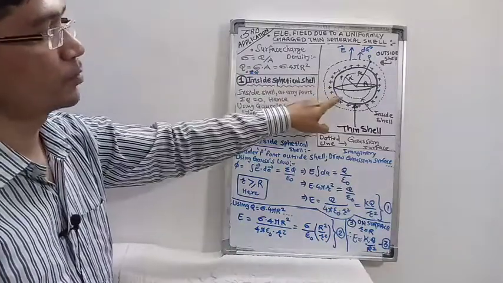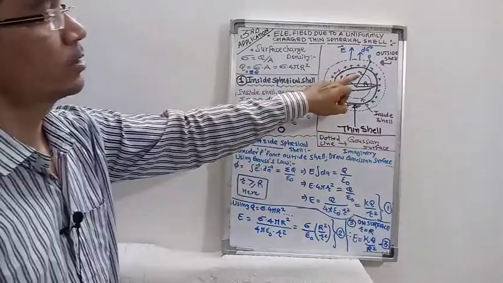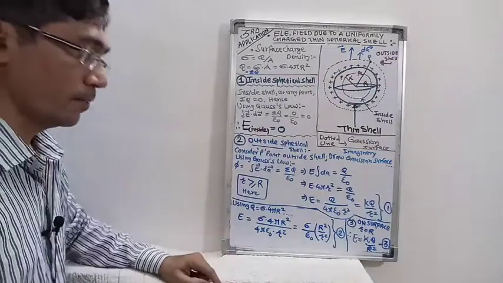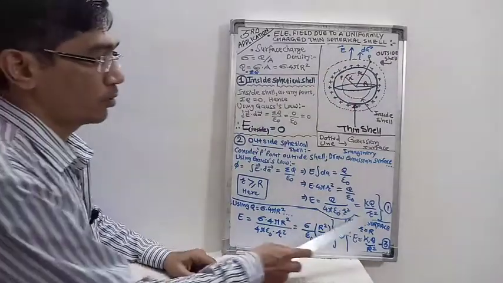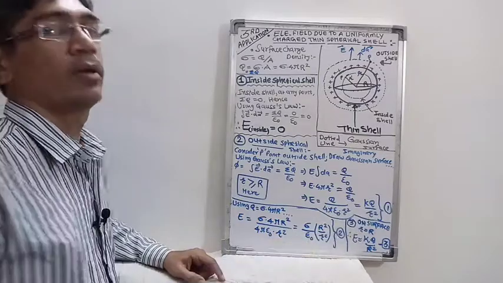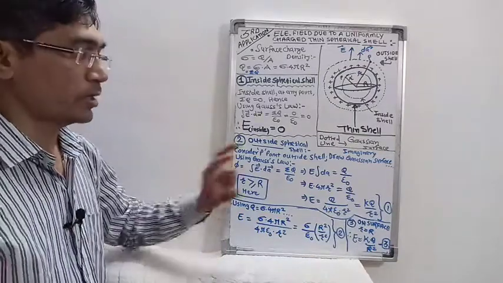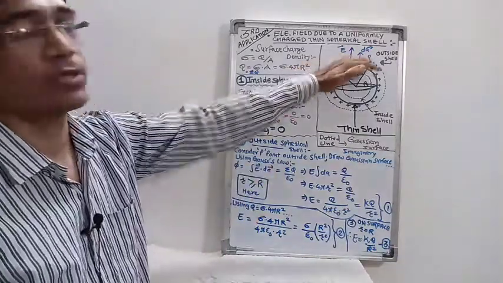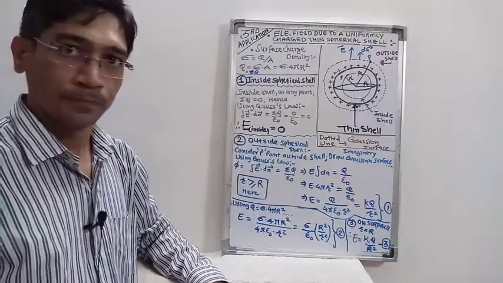On the surface of the cell, small r is equal to capital R. So by putting small r equal to capital R, we get E is equal to kq upon capital R square. So that is the electric field on the surface of the spherical cell.